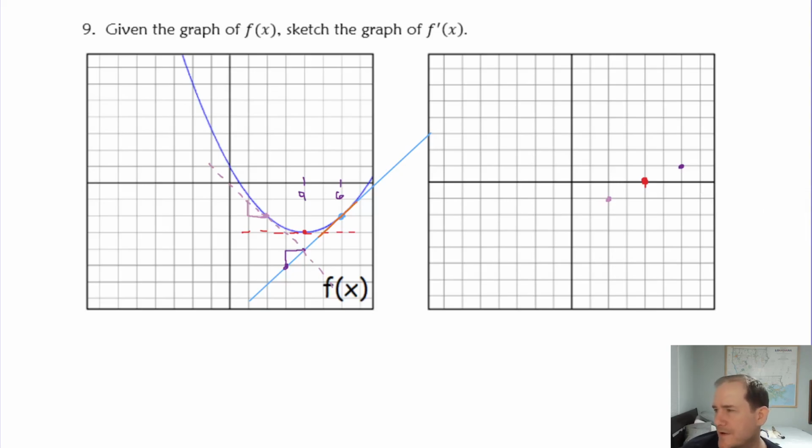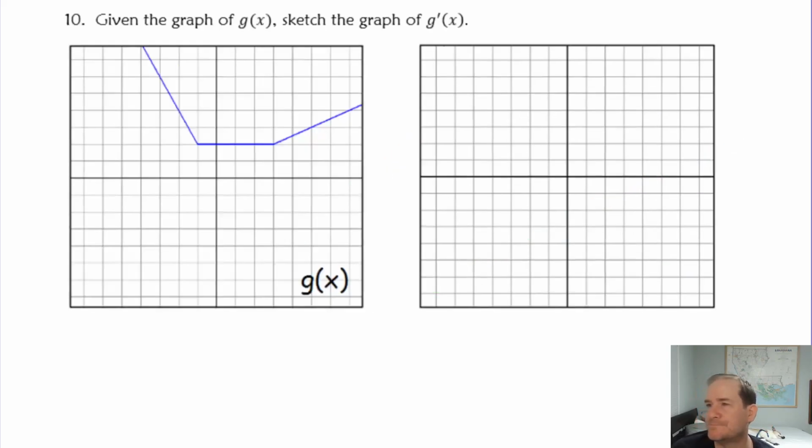And roundabout here, you can see that our derivative is just going to be the line that passes through these 3 points. That's your derivative. This is f prime of x. Let's do a harder one.